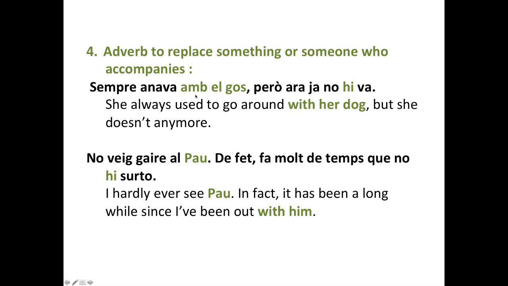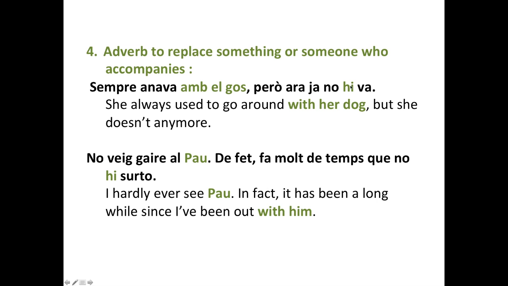So whenever the word is used as a complement, as someone that is accompanying something, like the dog, you can replace the object or the subject with "hi". So what are we replacing "hi" with in this? Al gos, the dog. In English, we wouldn't say that. We would just say, but she doesn't anymore. We haven't got to replace the dog. You could say, but she doesn't go around with it anymore. You could say it because it's an animal.